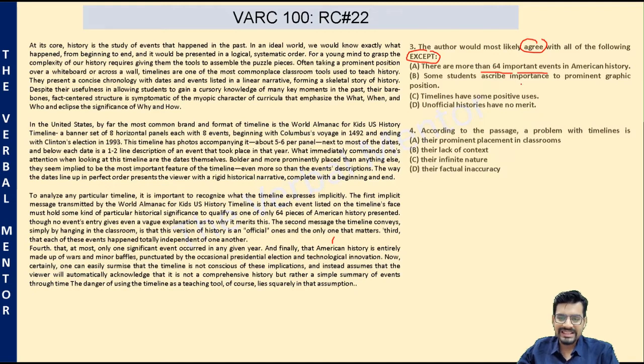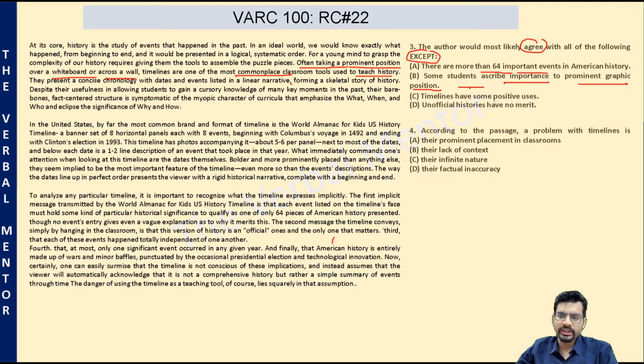Option B, some students ascribe importance to prominent graphic position. Okay, first paragraph. Often taking a prominent position over a whiteboard or across a wall. Timelines are one of the most commonplace classroom tools used to teach history. So they take a prominent position over a whiteboard or across a wall, which means some students do ascribe importance to prominent graphic position. Okay, could be inferred.